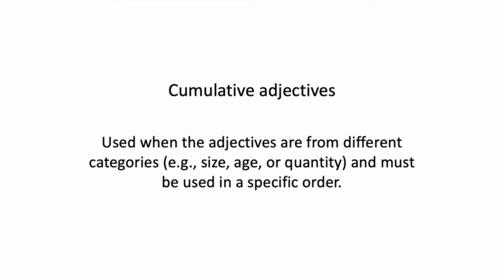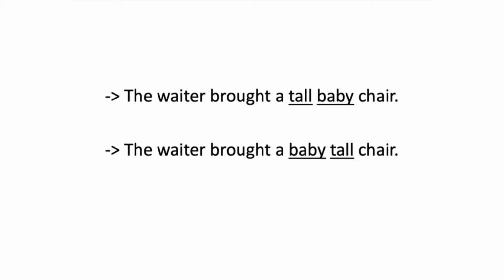For example, the waiter brought a tall baby chair. The waiter brought a baby tall chair. As you can see, the first sentence contains cumulative adjectives. The word baby must be next to the noun it modifies, chair, to make sense. With the cumulative adjectives reversed, the meaning of the phrase completely changes.